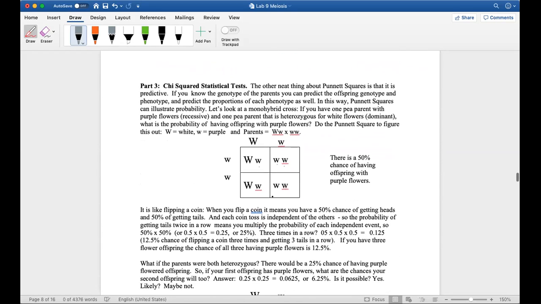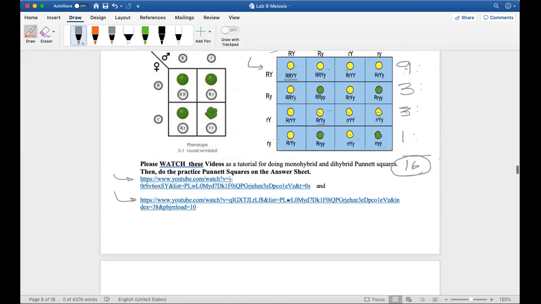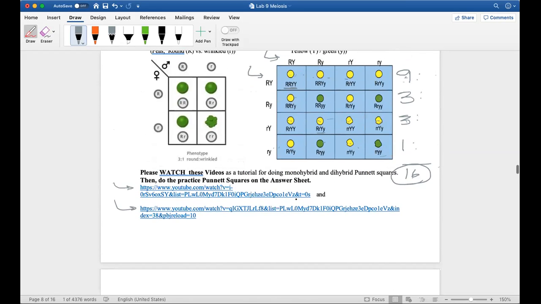So the next thing that we're gonna figure out is, well, first of all, before we go to this, let me just say there are going to be some Punnett square questions at the end of this sheet. And if you are struggling with Punnett squares or anything that I just talked about, please view these videos that I have linked for you here in the lab.